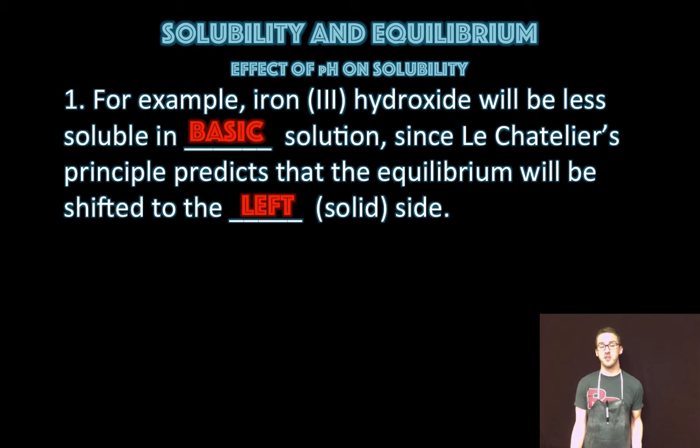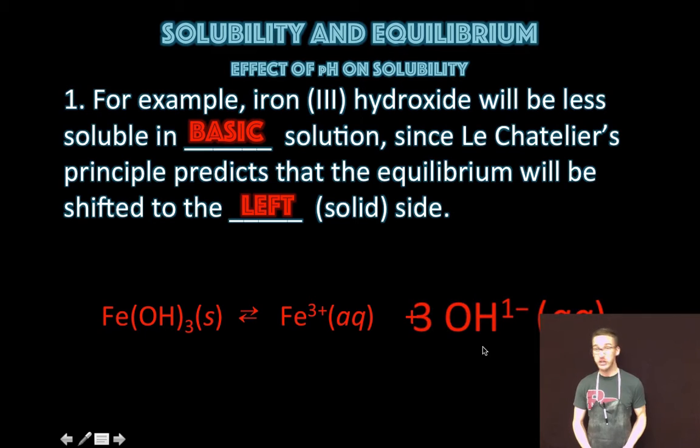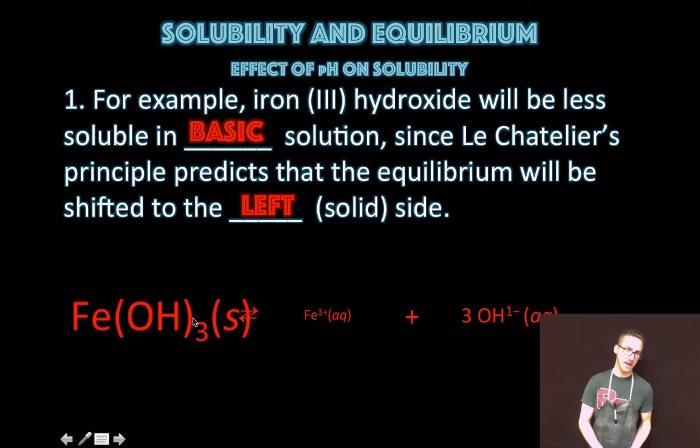It's going to be less soluble in basic solution. Again, think about it in terms of Le Chatelier's principle. Here's my equilibrium for iron(III) hydroxide. If it's in a basic solution, there's going to be a bunch of extra hydroxide, which is going to shift this equilibrium to the left or the solid side of the equilibrium, making it less soluble.